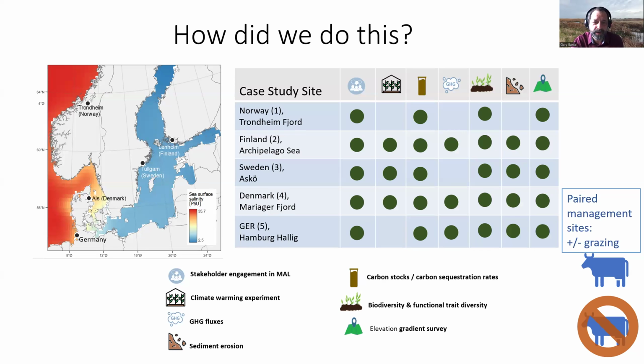They're summarized by the icons or symbols at the top, which you will see on some of the following presentations. An important design feature is that at all these case study sites, we were comparing grazed locations to ungrazed, as this is one of the most common and important management practices in these coastal marshes and meadow areas. So next slide, please, Jake.